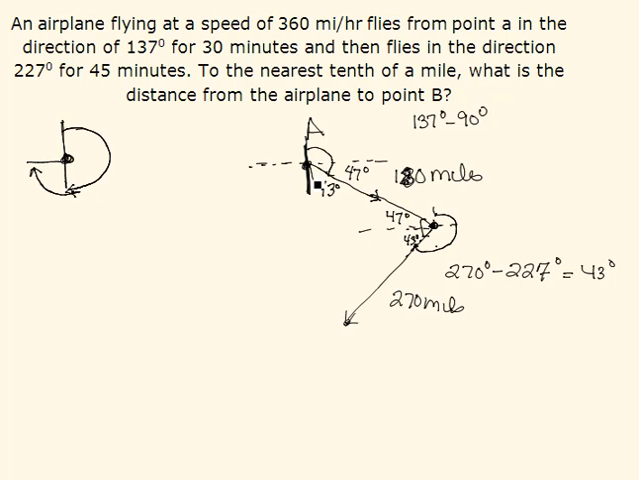We can now figure out the distance the plane is from point A by using the Pythagorean theorem. We know that the hypotenuse, or c squared, is equal to 180 squared plus 270 squared. Taking this into our calculator, we get approximately 324.5 miles.